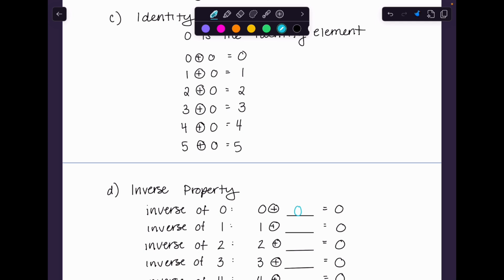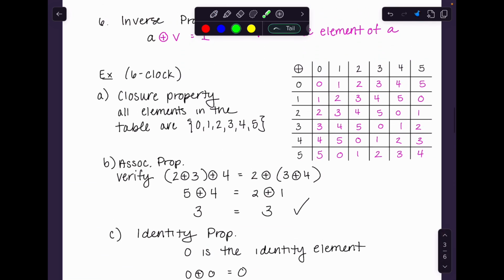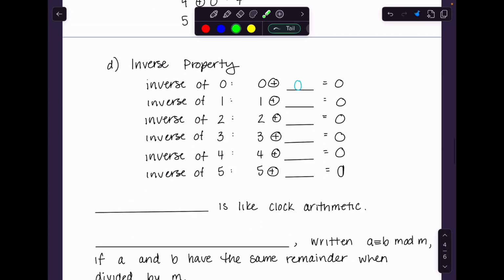Then if I go to 1, I want to see what number results in 0 when I add to it. And that's going to be 5. So the inverse of 1 is 5. And really, that ends up telling me the end, because remember, the order doesn't matter. The inverse of 5 is going to be 1. So that lands you at 6, which is that starting time.